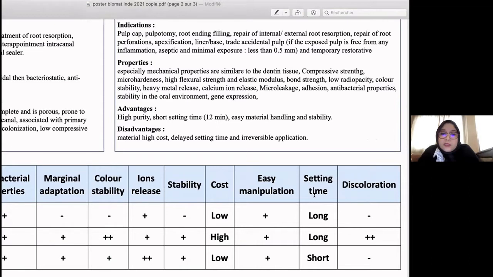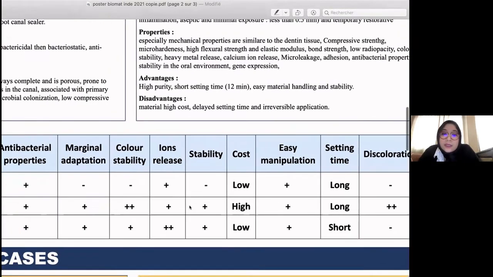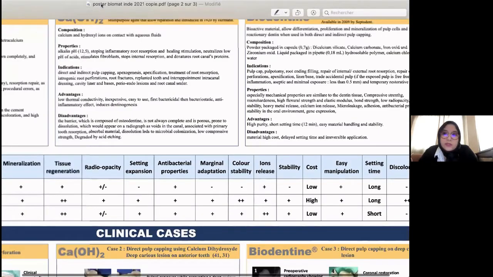Its advantages are high purity, short setting time, it sets in 12 minutes, easy material handling, and stability. Its disadvantages are high material cost like MTA, delayed setting time, and irreversible applications. This is a table to compare the three materials.